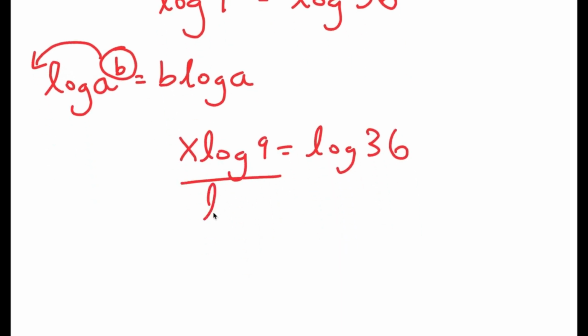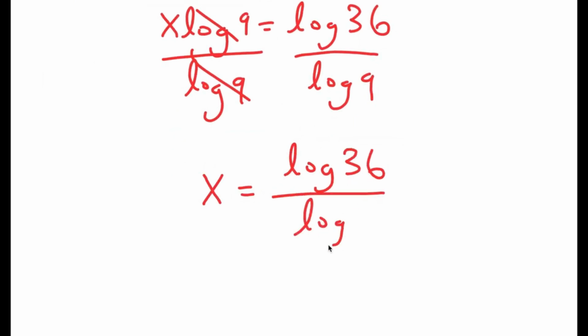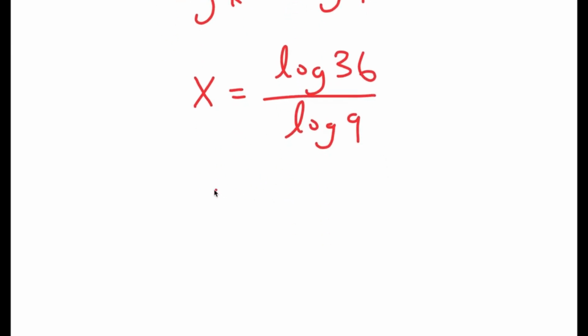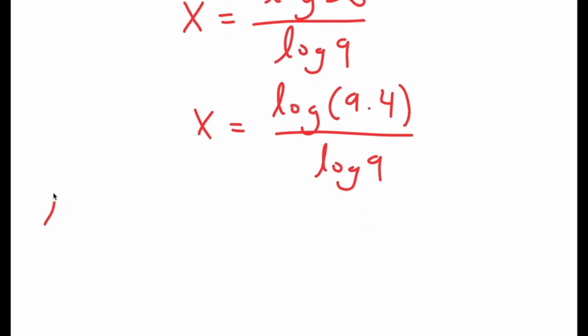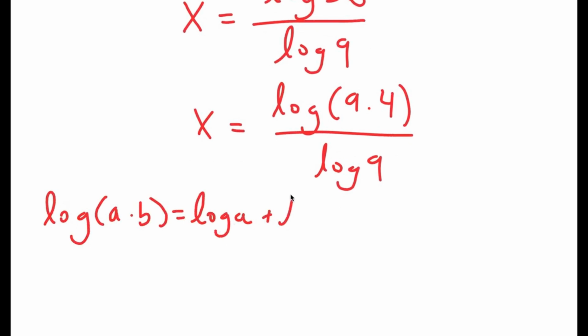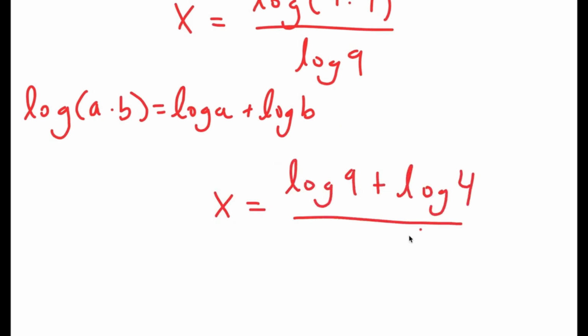And from here, I can divide both sides by log 9. So these two cancel out, and I get x is equal to log 36 over log 9. Now I'm going to rewrite log 36 as log of 9 times 4. So I did this because I can use the property log of a times b is equal to log a plus log b. In this case, this turns into log 9 plus log 4, and I have this over log 9.